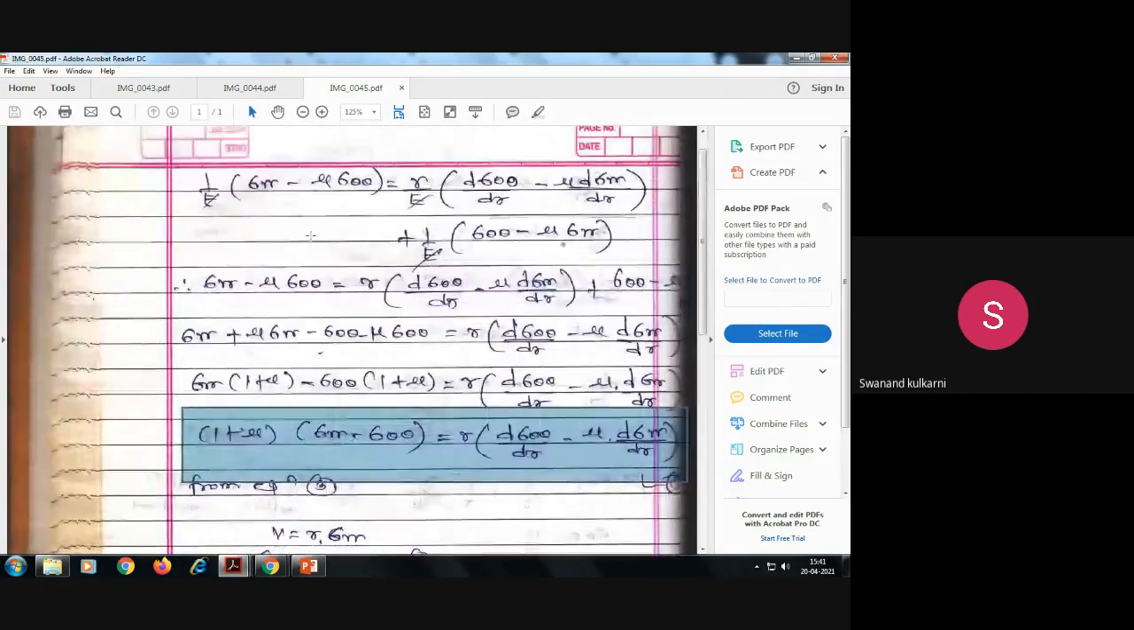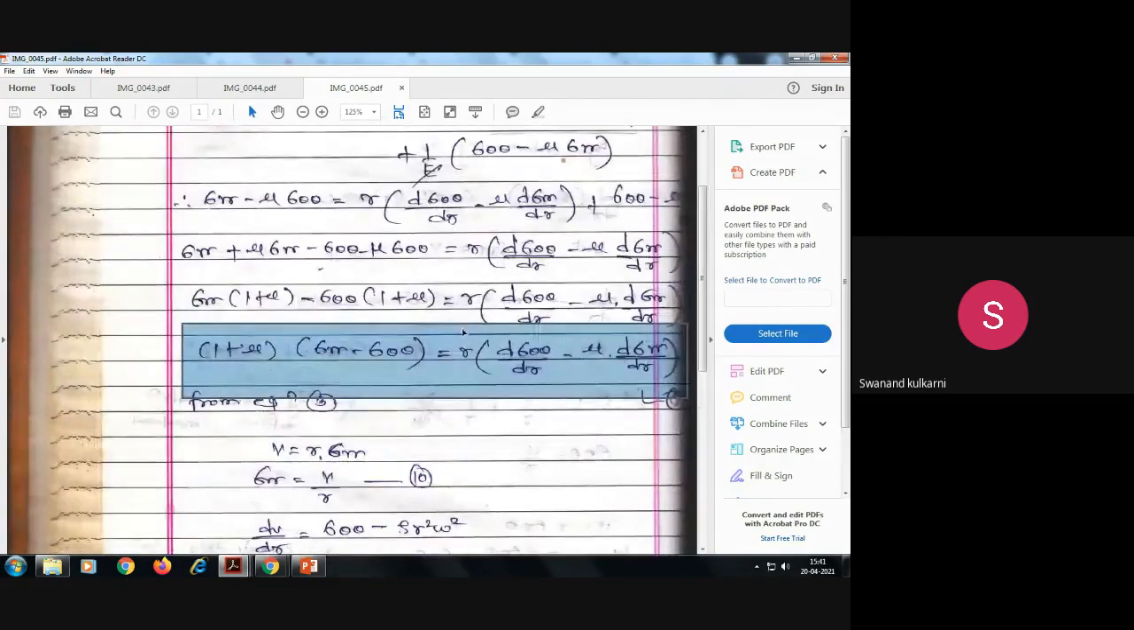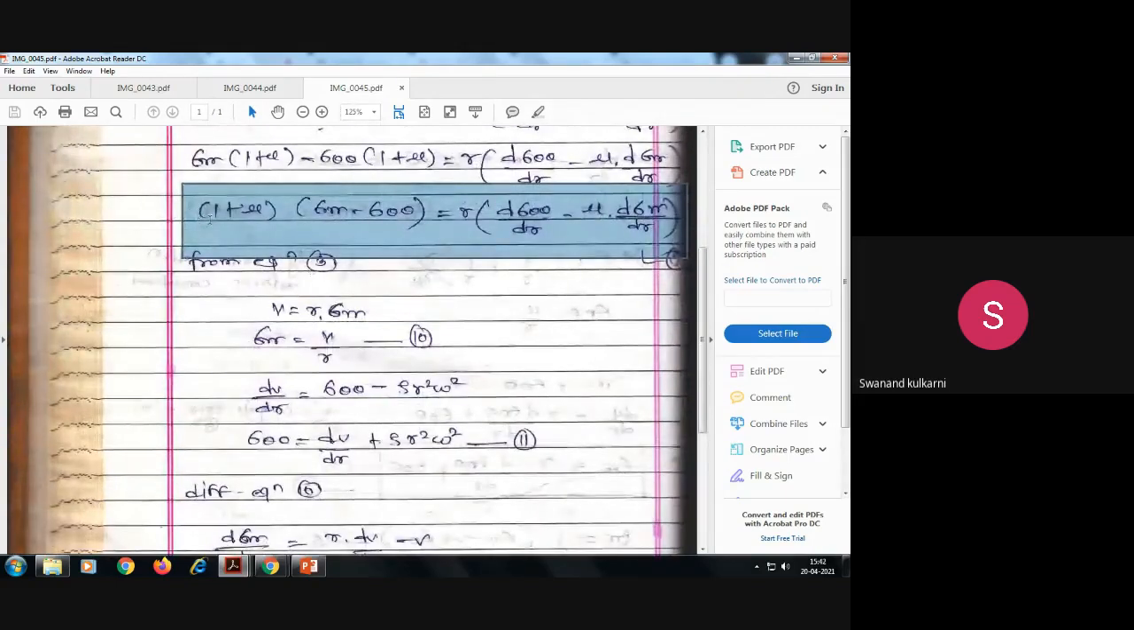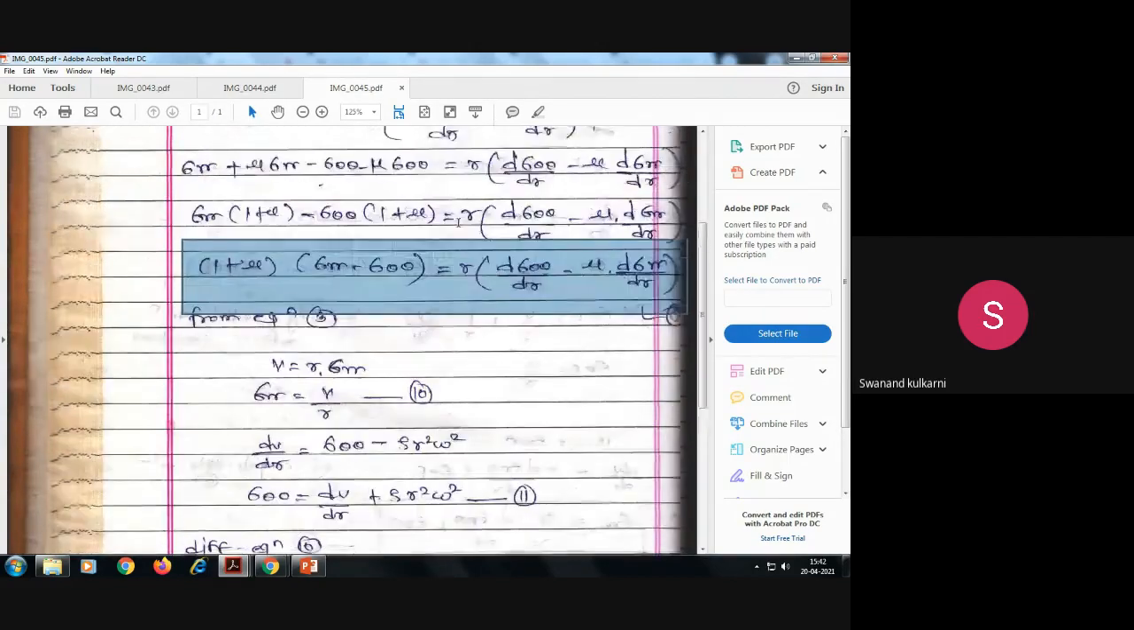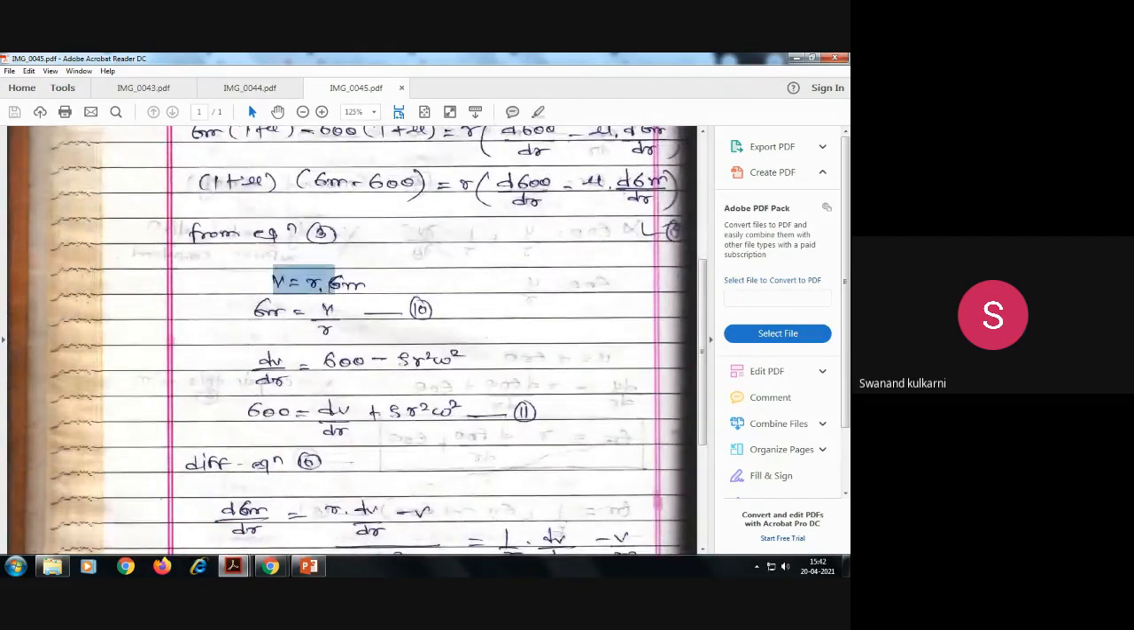After substituting these terms and rearranging them, we will get 1 plus mu into sigma RR minus sigma theta theta is equal to R into the bracket d sigma theta theta upon dr minus mu into d sigma RR upon dr. Is it okay? So this you can see.